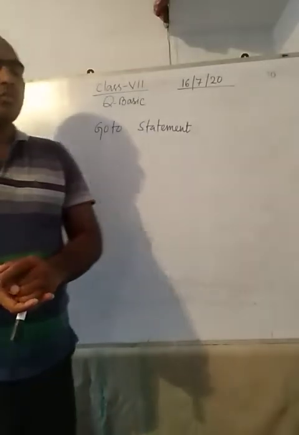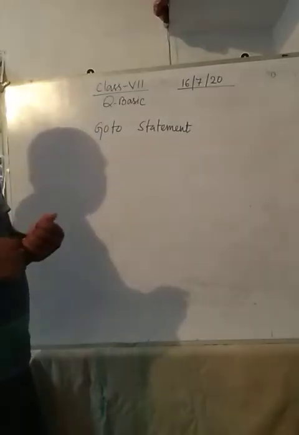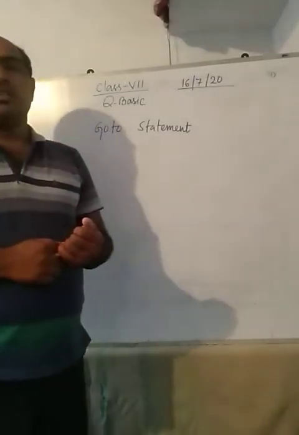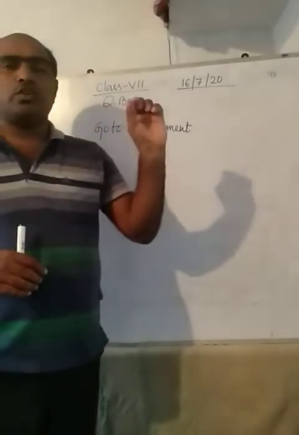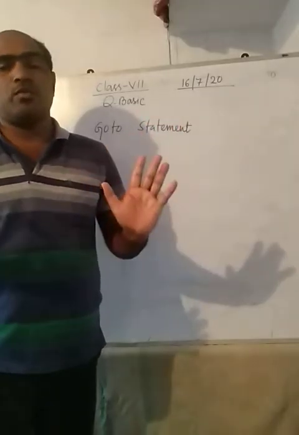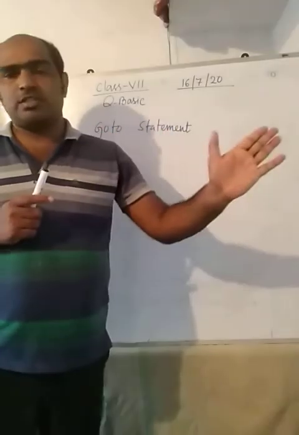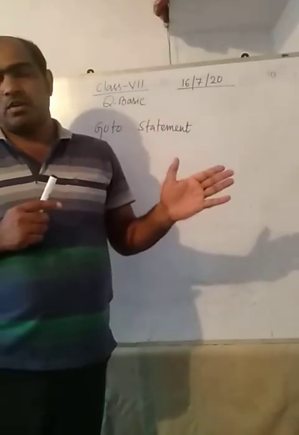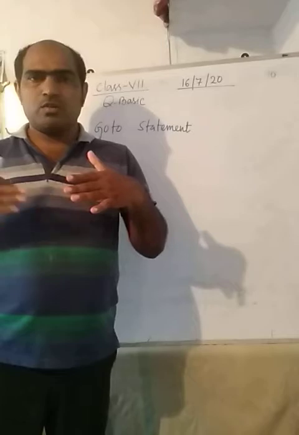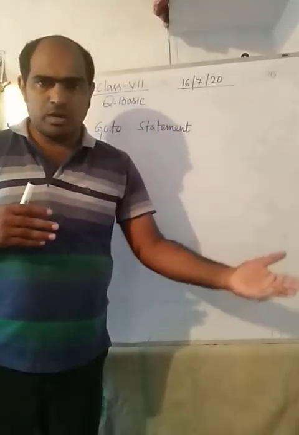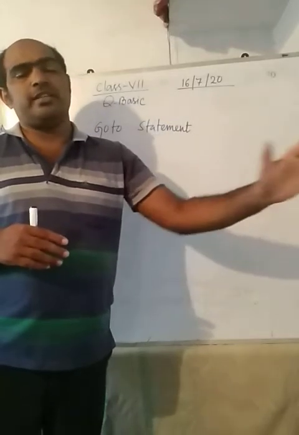Okay, the go to statement. You have to learn what the function of the go to statement is. The go to statement goes directly to a particular statement in a program. Okay, it goes directly to that statement. Directly means if you give one condition, it will not read or look at the other statements. Whatever condition you give, it will go directly there.